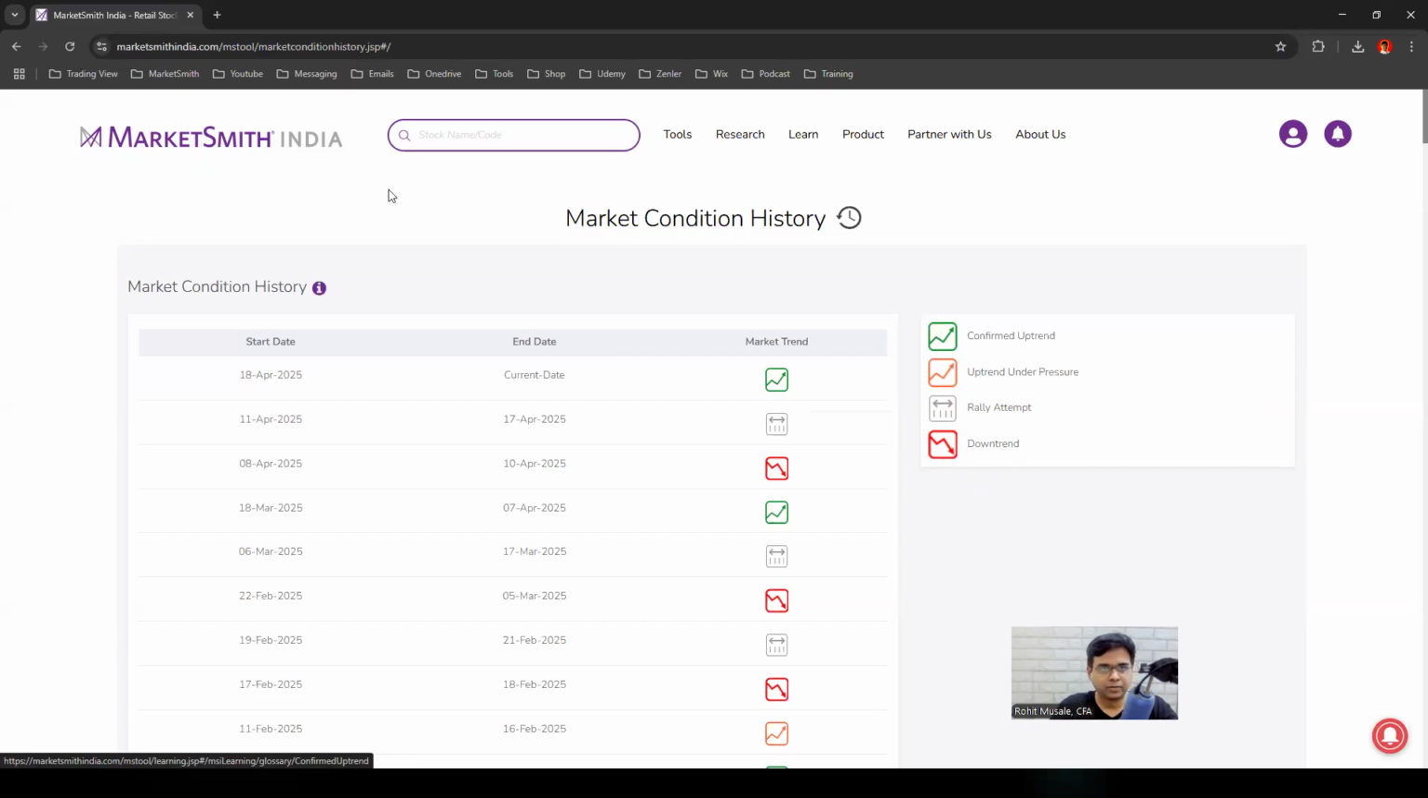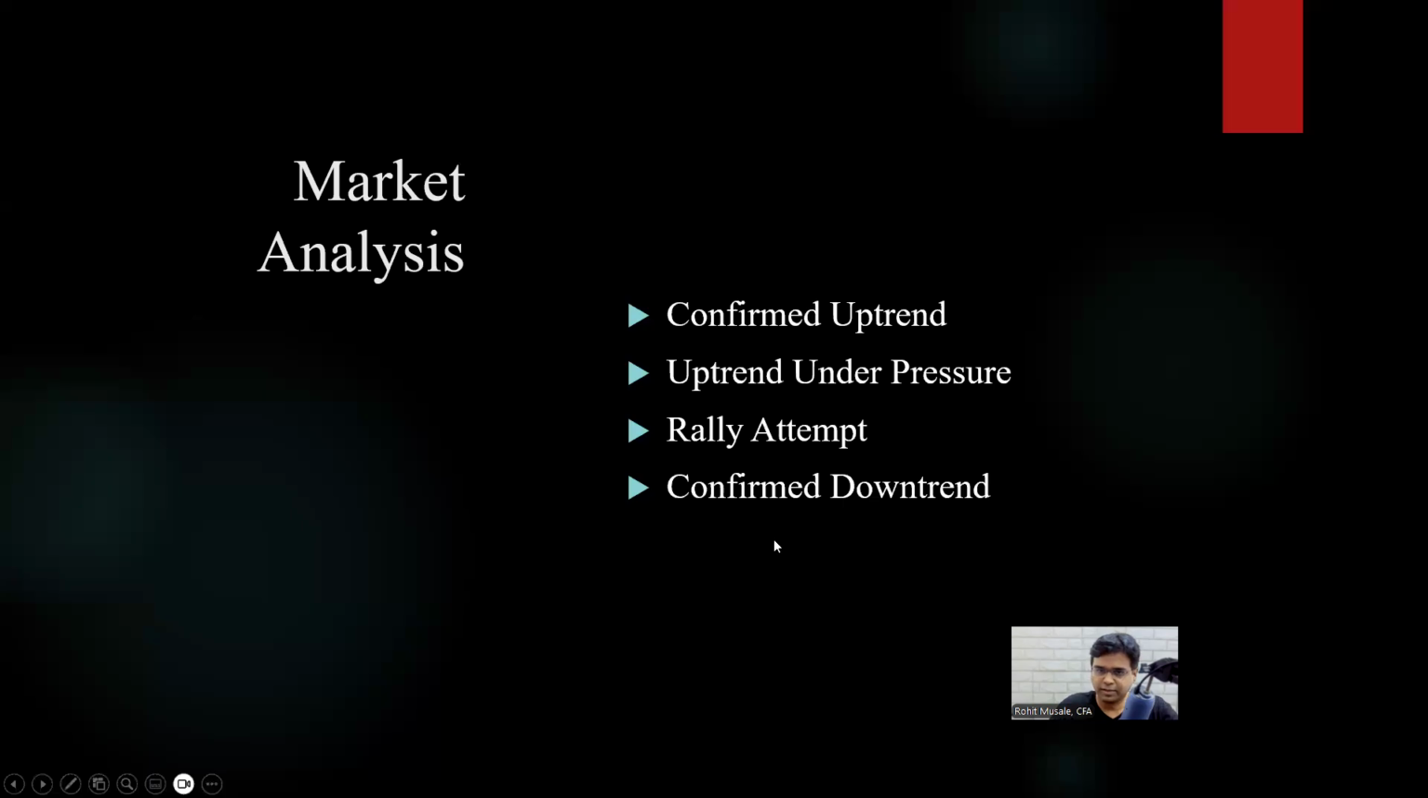Okay. Now, why is this important? Well, it helps us determine position size. So if the market is in a confirmed downtrend, okay, we do not take a positional trade. It's very simple. Here we are only talking positional trading. I'm not even discussing swing. So when the market is in a confirmed downtrend, no new trades. Okay, 50 to 75% of the portfolio should be in cash.